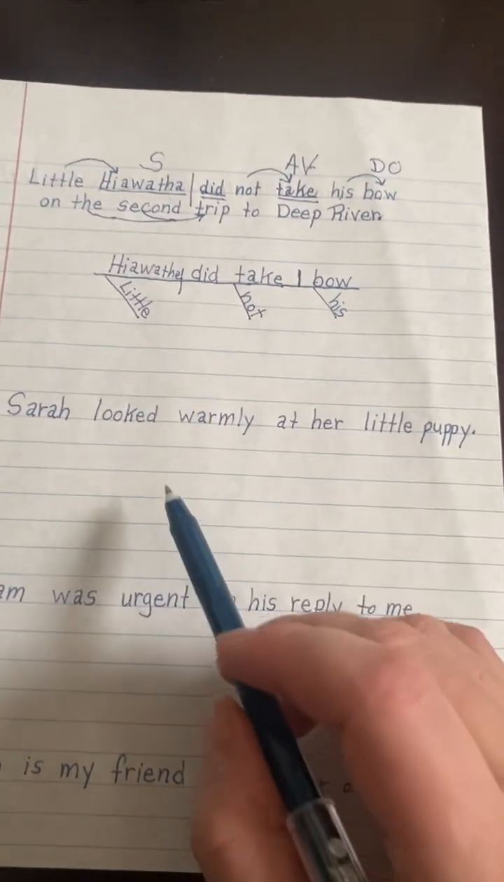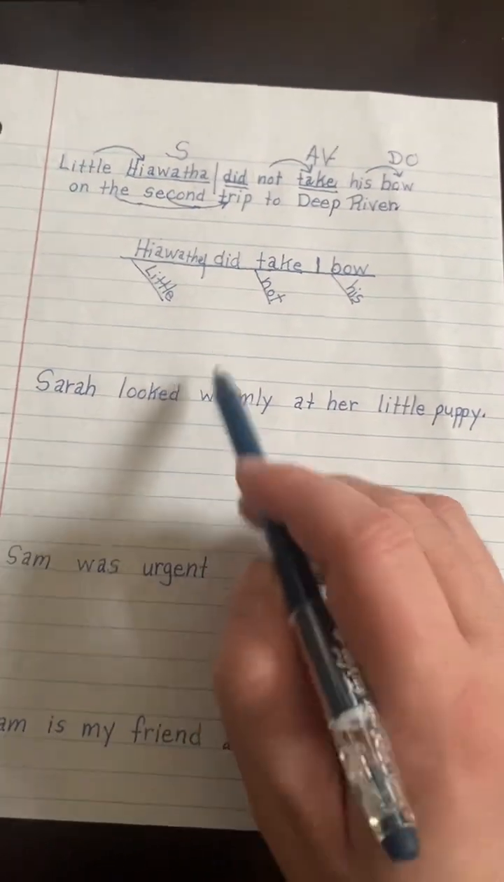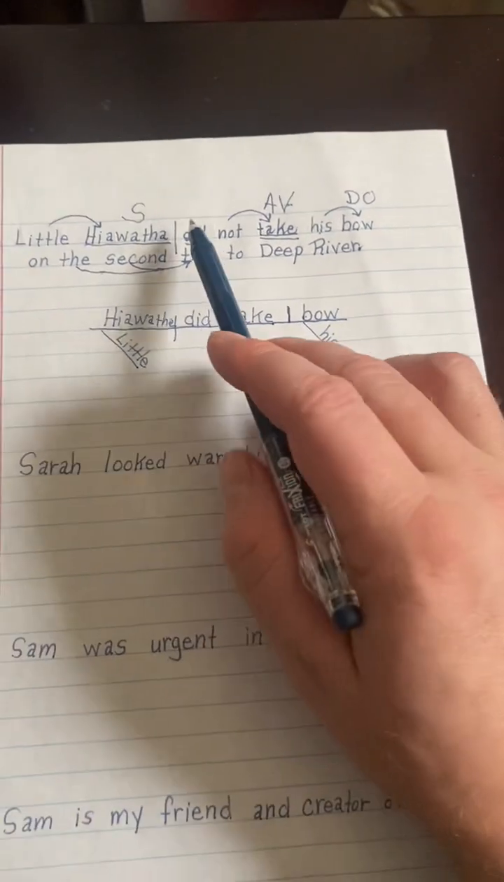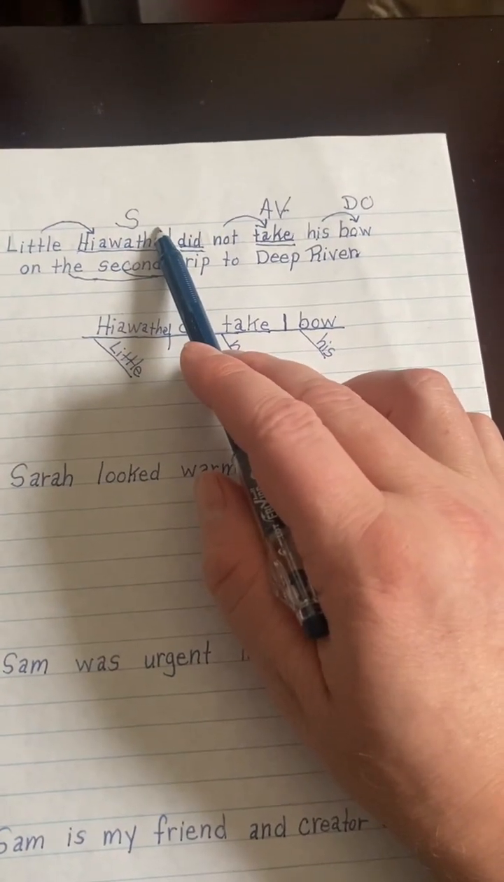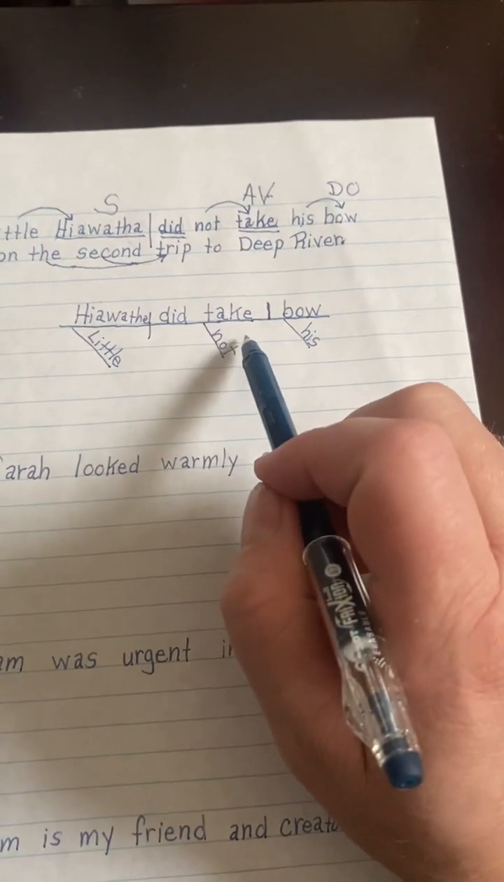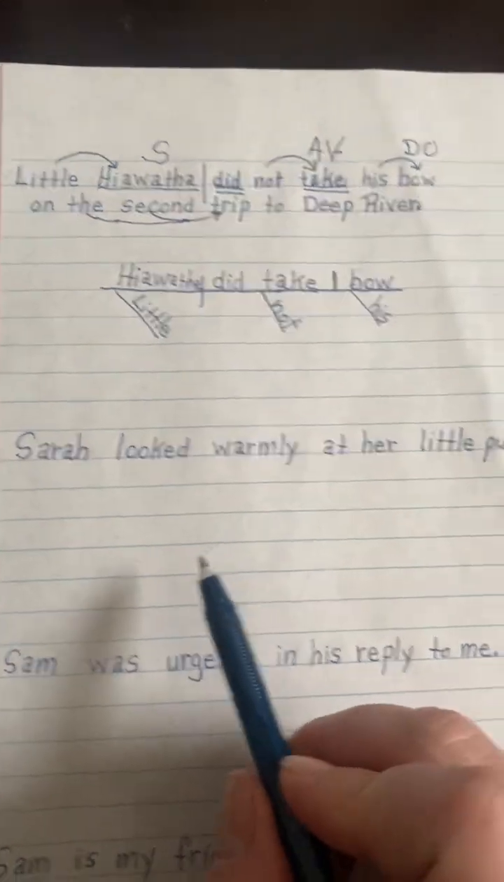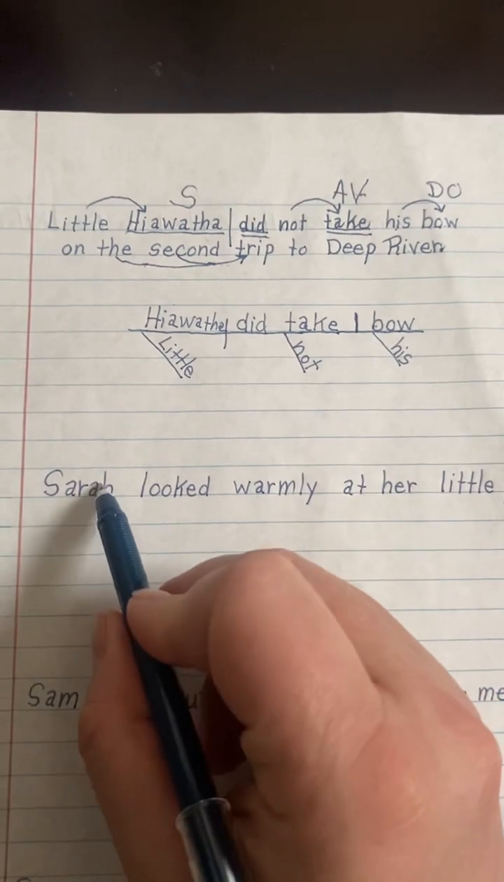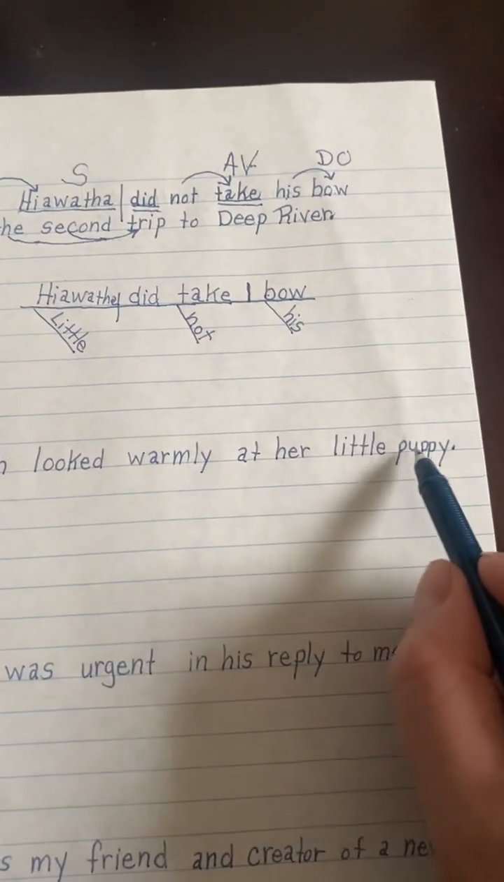In this video, we're going to go on and talk about another example of that very same thing, but a different sentence pattern. So instead of subject, action verb, direct object, maybe something a little different. First, we find the verb. Sarah looked warmly at her little puppy.